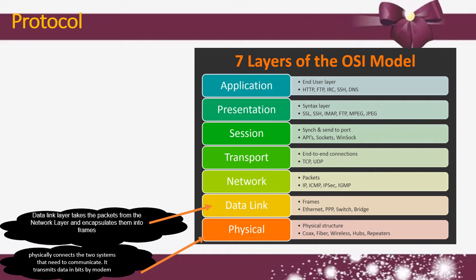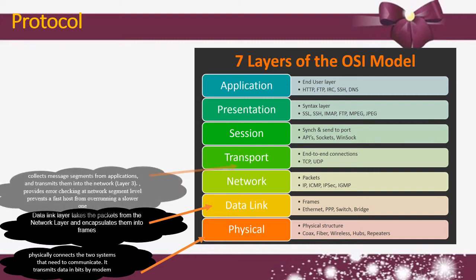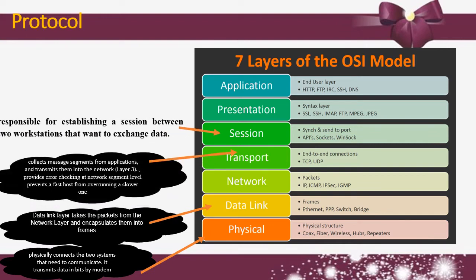The transport layer gets the messages from the applications and transports them to the network layer. Next is the session layer. It is responsible for establishing a session between the two computers that want to exchange data. Up to the session layer, the data is in its original format. In the transport layer, that original data is divided into packet format using the TCP and UDP protocols.